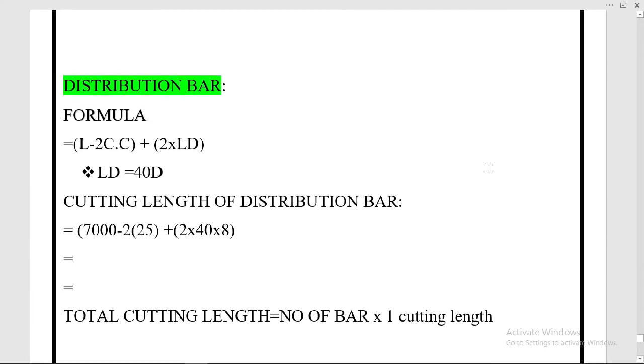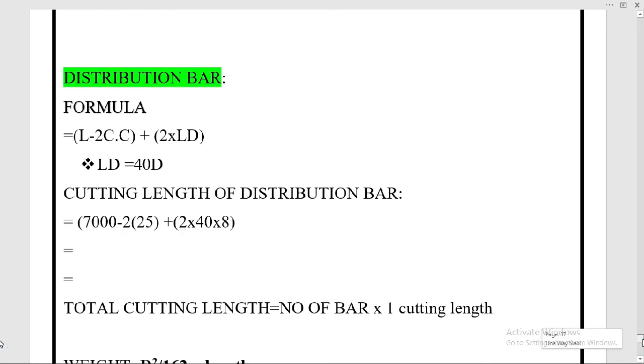So distribution bar, to calculate distribution bar we have formula L minus 2 concrete cover plus 2 LD. LD is the development length, which formula is 40D. So here we do not have any 45-degree bends in distribution bar, because our distribution bars are straight bars, and our top extra bars are also straight bars. There is no bend in the distribution and top extra bar.